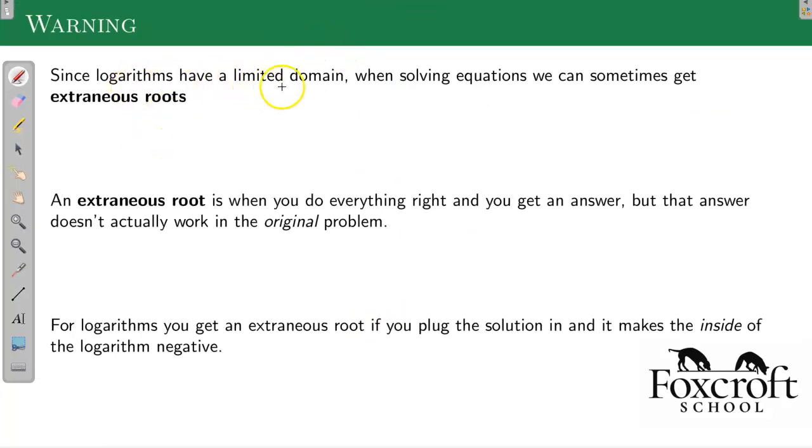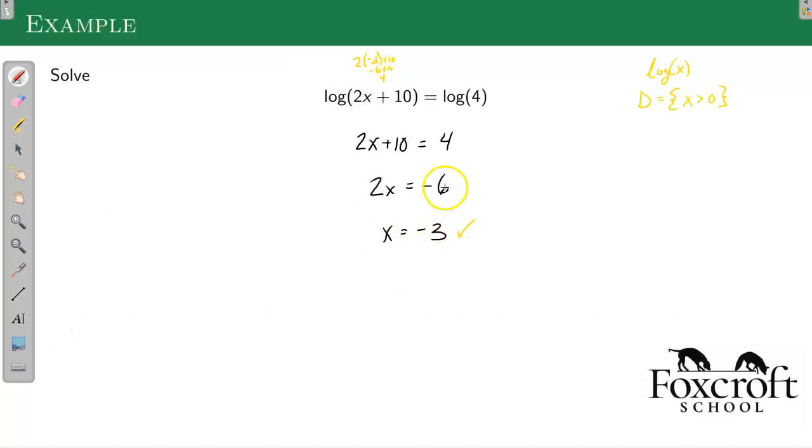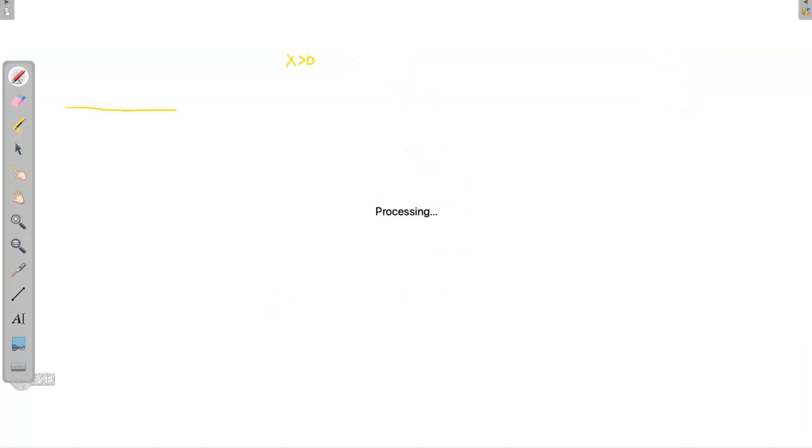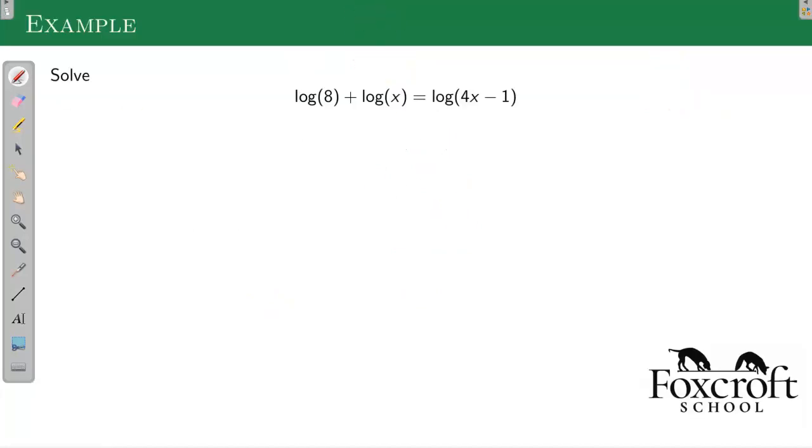Since logarithms have a limited domain, the values that we plug in have to be bigger than 0. Sometimes we get these things called extraneous roots. Extraneous roots are things that look like they should be a solution, but because of some properties of the original function, they're actually not. So for logarithms, make sure you don't get an extraneous root by plugging your answer back in and making sure the inside of the log is not negative. We can see our answer can be negative as long as it doesn't make the inside of a log negative.